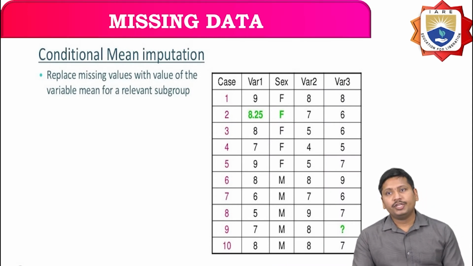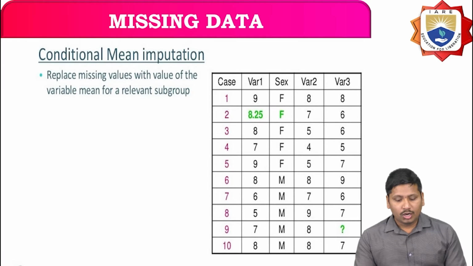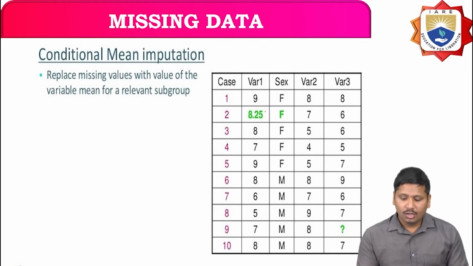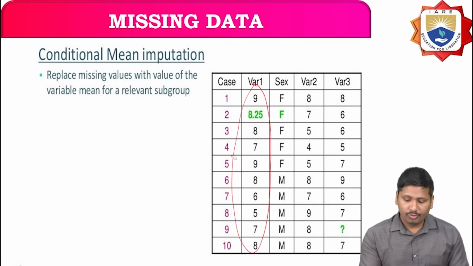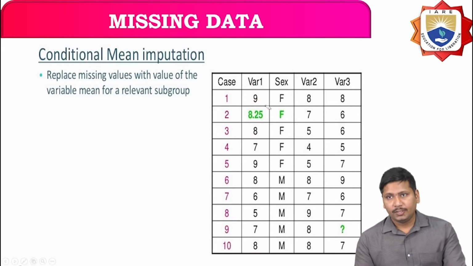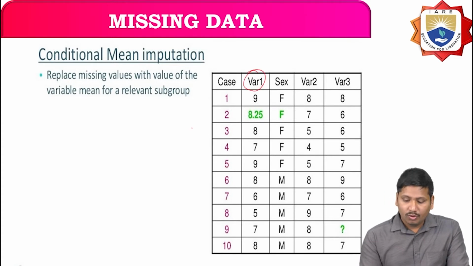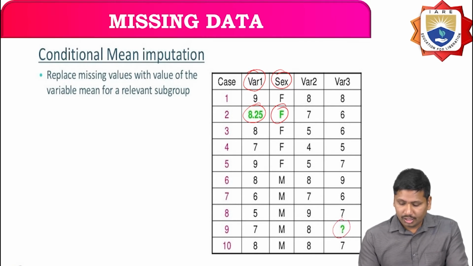And then conditional mean imputation. In conditional mean imputation, we replace the missing value with the variable mean of the relevant subgroup, right? Previously, I calculated the mean value, and the mean value I got was filled in for the missing value. Here I have to fill based on the conditional mean. Suppose I take an example here: variable 1 has a missing value here, another variable has a missing value here, and in variable 3 I get a missing value here.